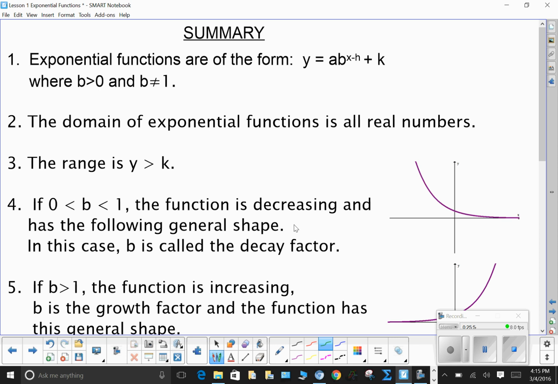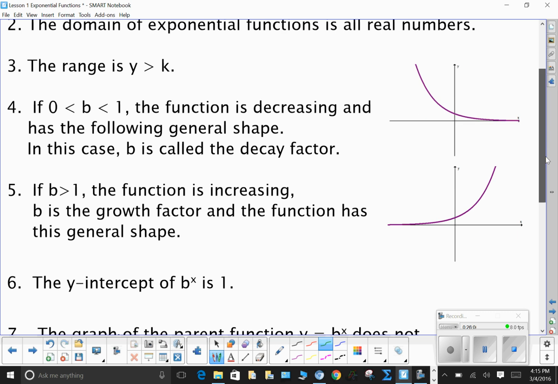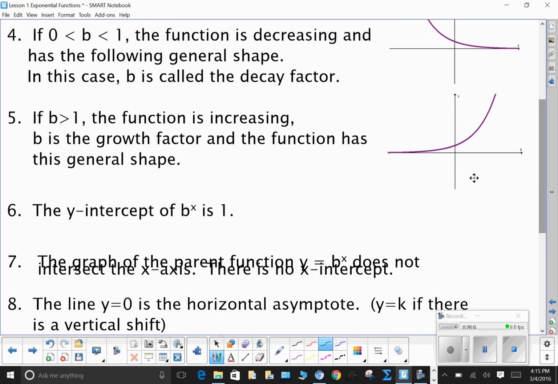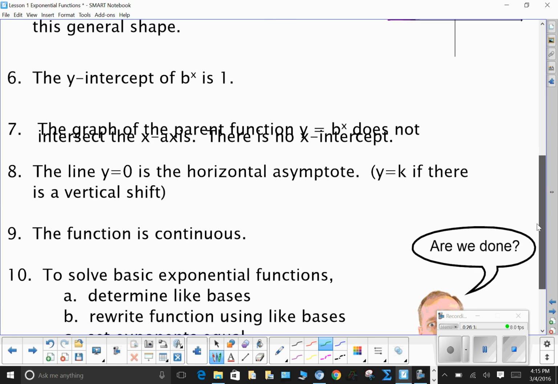If 0 is less than b is less than 1, the function is a decreasing function and has the following general shape. In this case, we call it decay. Likewise, if b is greater than 1, then the function is considered to be increasing. It has this general shape. The y-intercept of b to the x is 1. The only way to change that is to move it up or down.